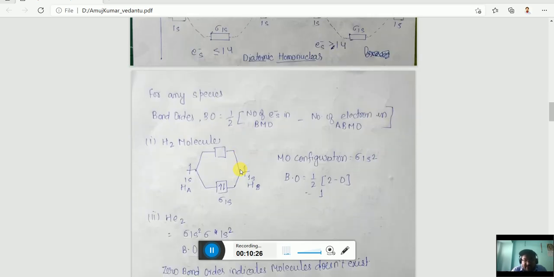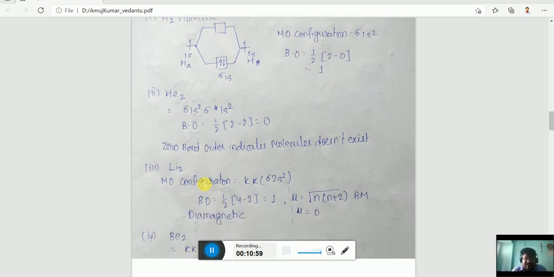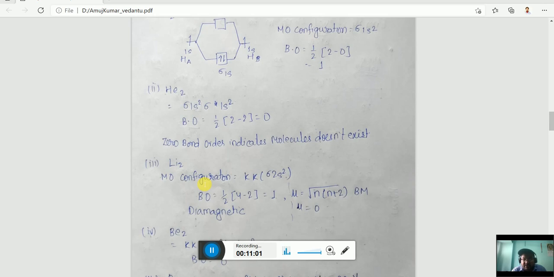Let's calculate for H2 molecule. Bond order, simply apply the formula. Molecular orbital configuration will be sigma 1s2. Here this is the arrangement of electrons in H2 molecule. Bond order half, 2 minus 0, is 1. Similarly, in case of helium He2, we write the molecular orbital configuration and apply the formula. Here 0 bond order indicates that the molecule does not exist in nature. Lithium Li2, we will do similarly.